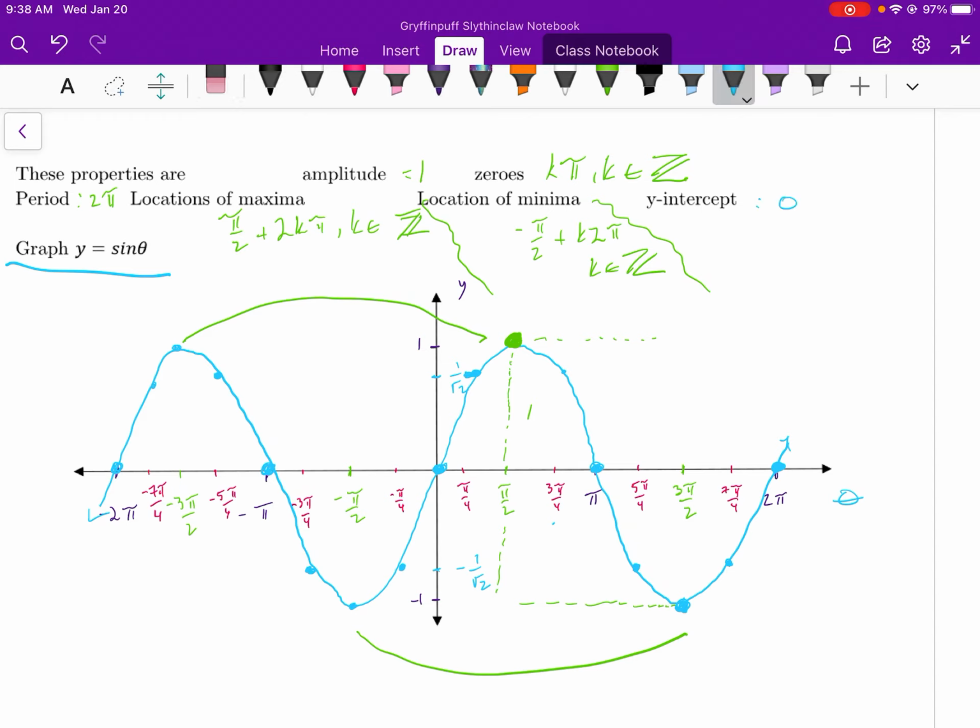Now, my y-intercept, well, let me look at my graph. My y-intercept is 0.